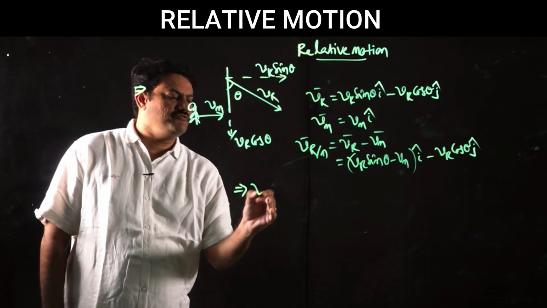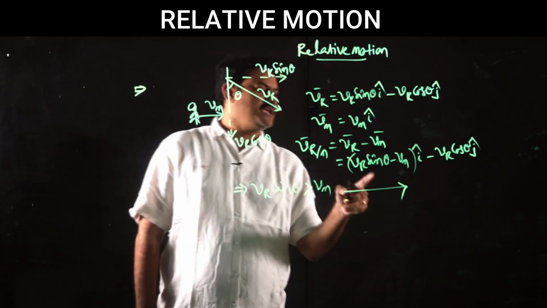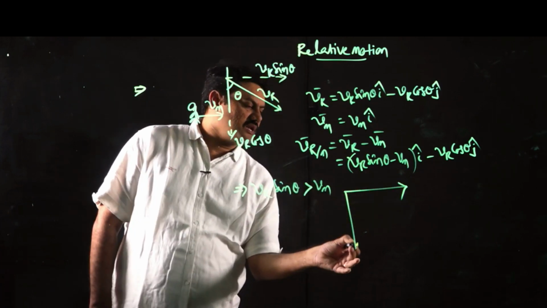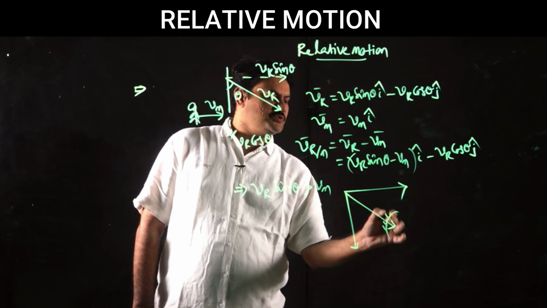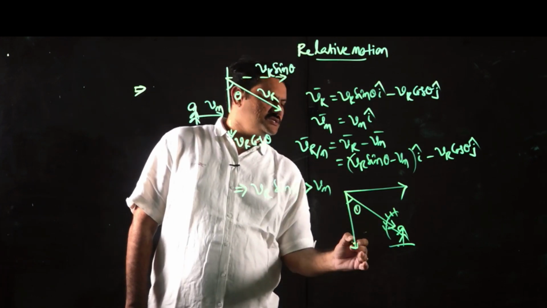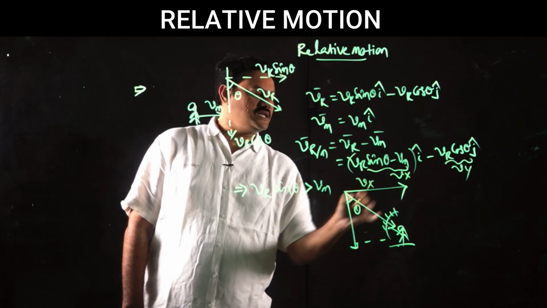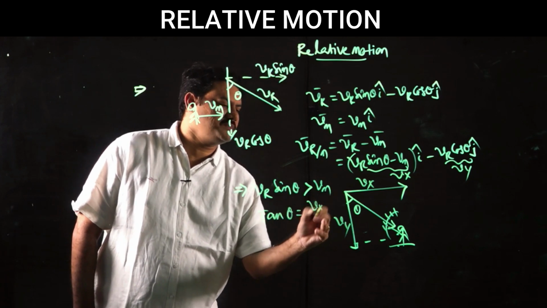First one, if Vr sin theta is greater than Vm, you will get a positive value in the x-axis direction, and in the negative y direction, that is Vr cos theta. So this is the resultant, and this is the position of the umbrella. So here tan theta is equal to, let this be Vx and this be Vy. So Vx along this direction and Vy along this direction. Tan theta is equal to Vx by Vy.